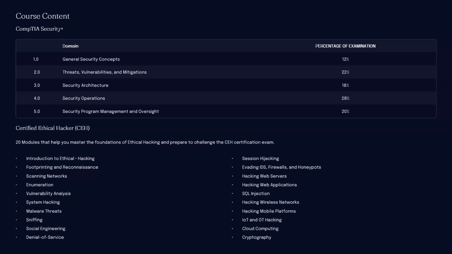Okay, that is available. After that, we have something called security program management and oversight, where it is holding 20% of the examination. Okay, and it is basically holding the sixth category, and it starts with the governance part. So governance simply means we are talking about the guidelines, policies, procedures in a company.